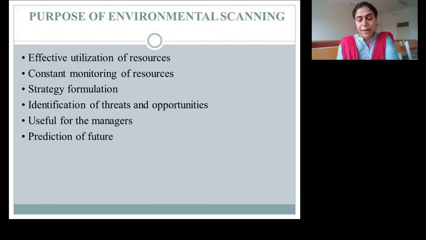What is the purpose of environmental scanning? Why is environmental scanning done? First of all, optimum utilization of the resources, that is, the effective utilization of resources.